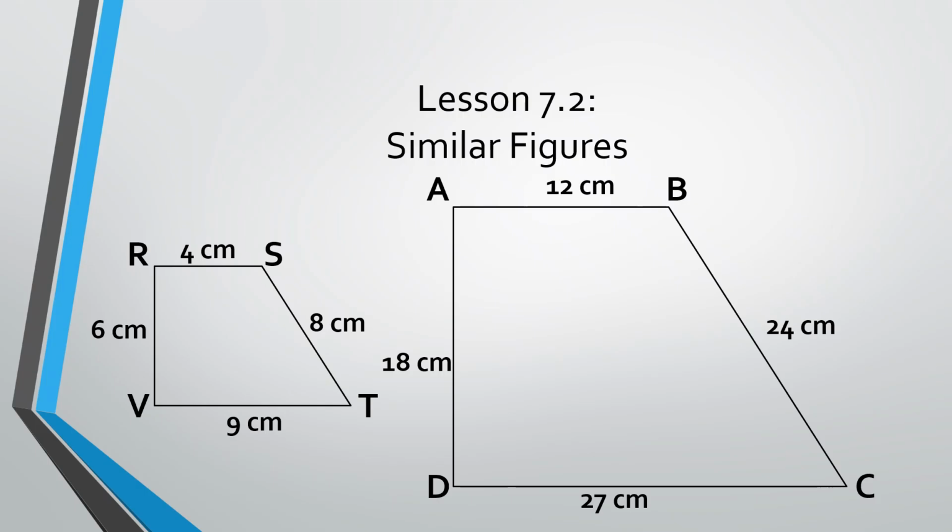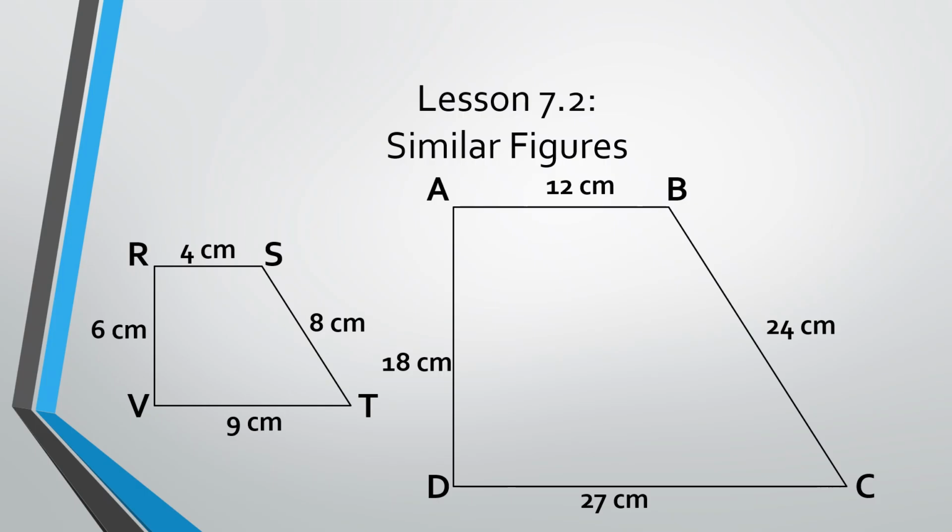RV and AD are a pair of corresponding sides. For RS, the corresponding side is AB. The corresponding side of ST is BC, and the corresponding side of VT is CD. Now, we can say that these are similar because the sides are proportional.